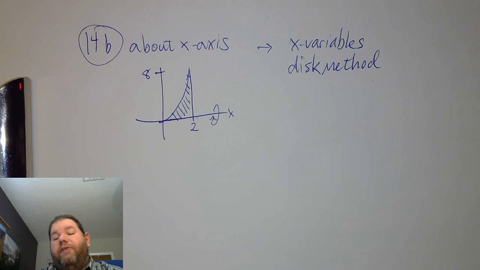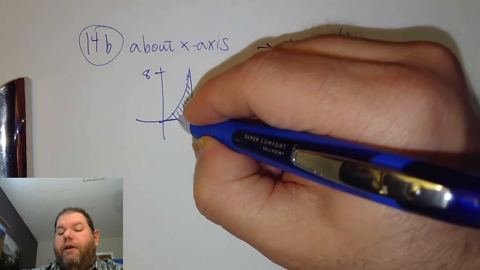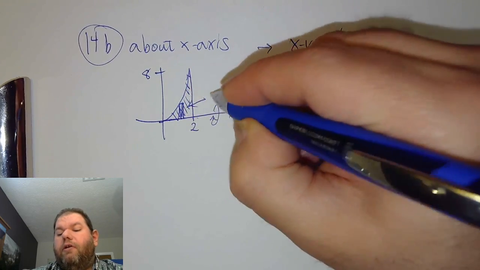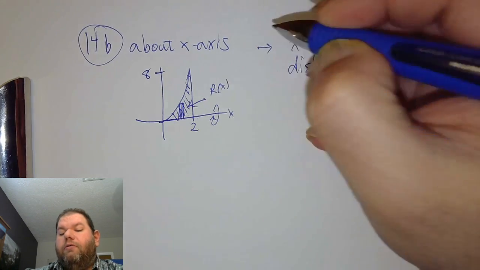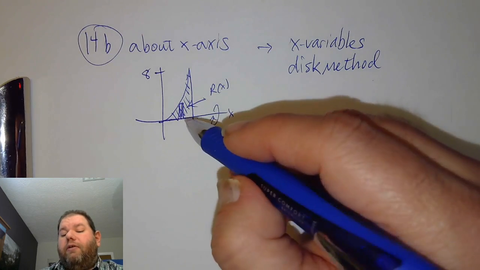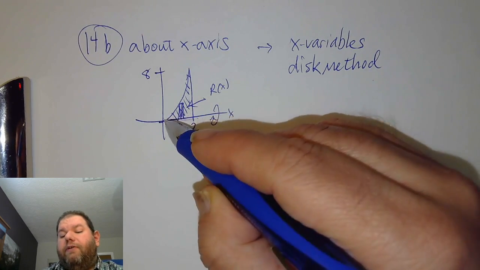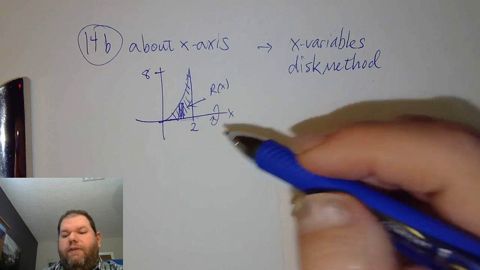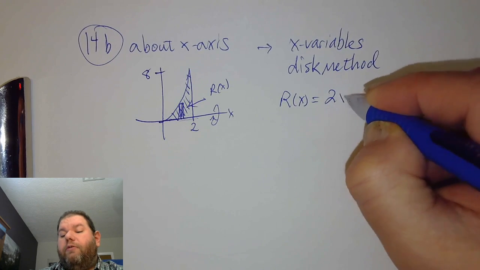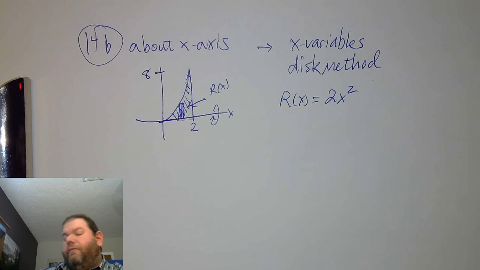So that means when we set up, we use our function as a function of x. So this is our radius now. That's r of x. Okay, we only have one radius because it's a disk method. And we can see now that the distance from the axis to this curve is just the function itself. So we'll use r of x equal 2x squared.